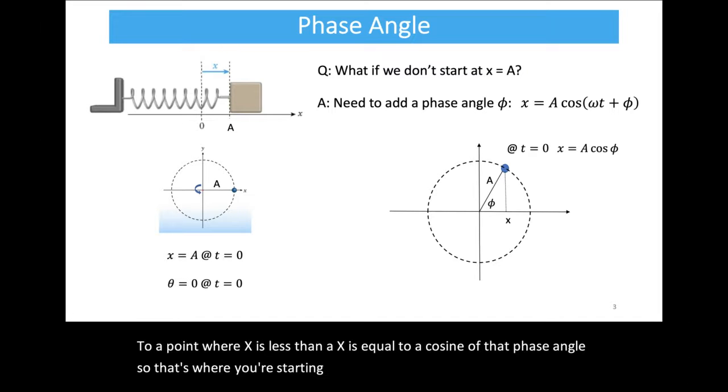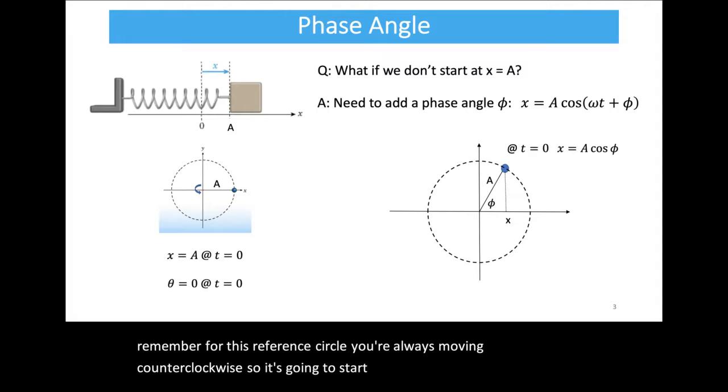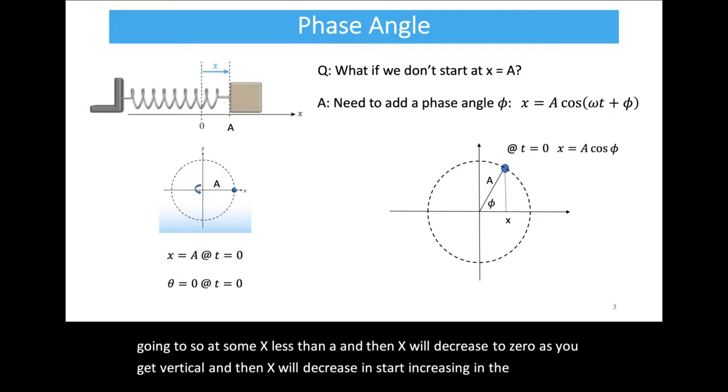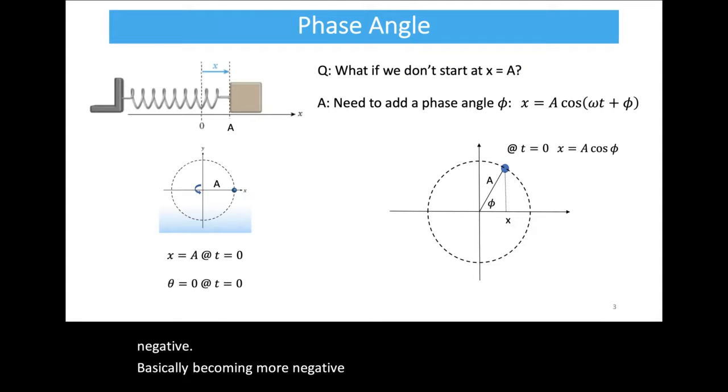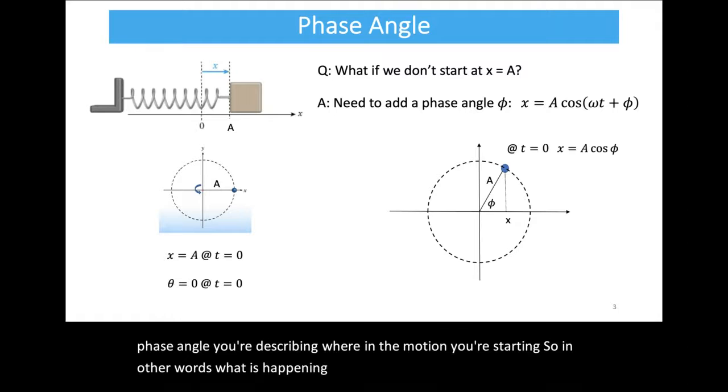That's your starting point. But then remember, for this reference circle, you're always moving counterclockwise. So it's going to start at that reference point, at some x less than a, and then x will decrease to 0 as you get vertical, and then keep decreasing, becoming more negative. So when you're adding a phase angle, you're describing where in the motion you're starting. In other words, what is happening at time equals 0.